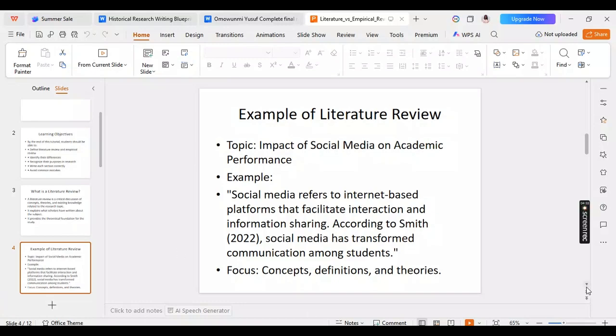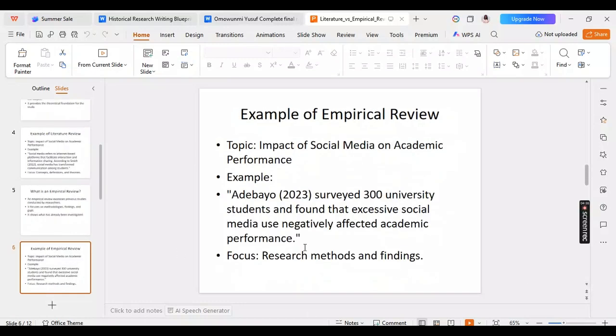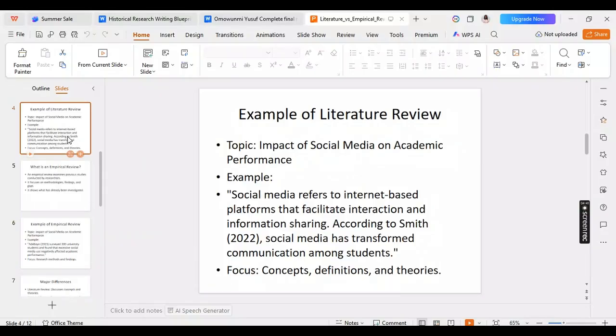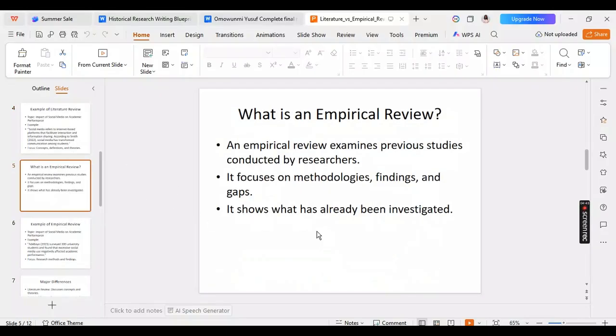And I think I gave slides, I gave samples, I gave templates so that you will be able to recognize the literature review when you come across them. So now, what is empirical review?